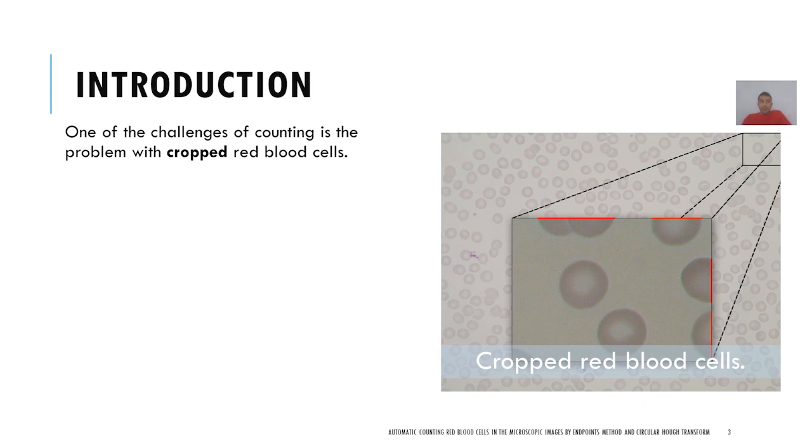As you can see in the image, incomplete or cropped red blood cells are usually at the border of the image. The incomplete and cropped red blood cells are important challenges for automated red blood cell counting.